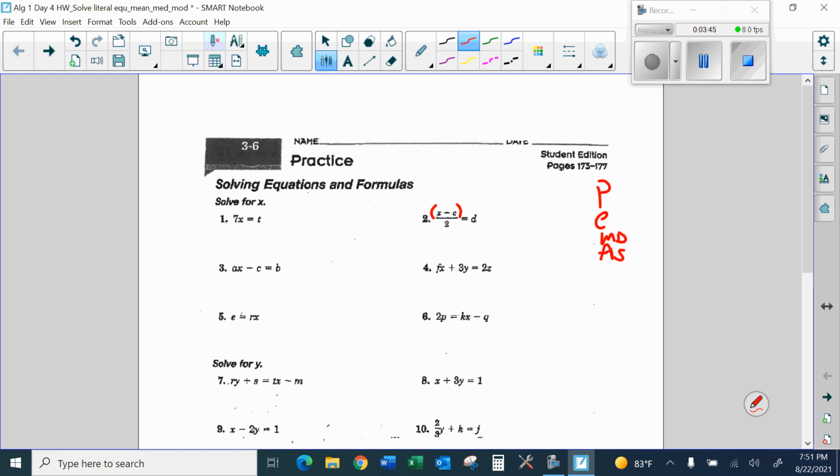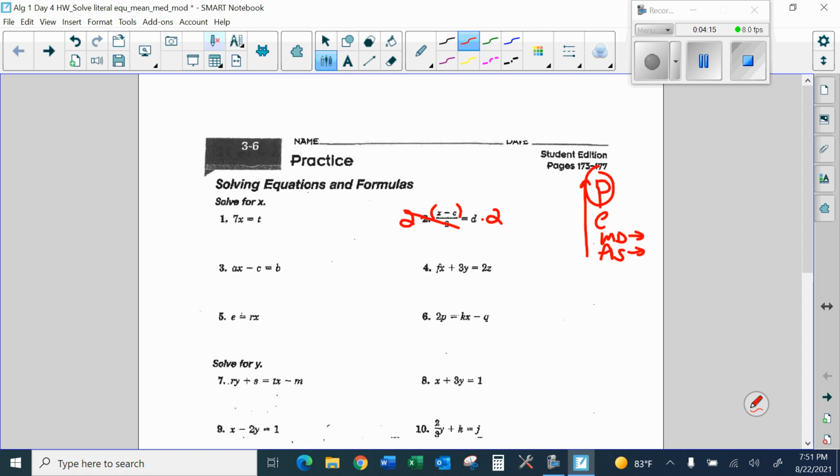Like I said, there's more than one way, because then this would help me to understand. So now this says parentheses, I have it in the numerator here, divided by 2 equals D. Well, we do parentheses last, so I'm not touching the parentheses right now. I'm doing the opposite of division. The opposite of division is multiplication. So I'm going to multiply 2 on both sides. That cancels out the 2. Now I'm left with just x minus c.